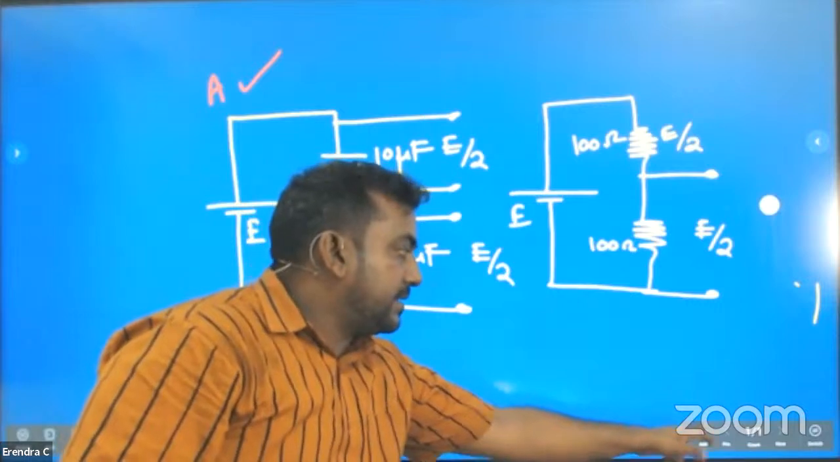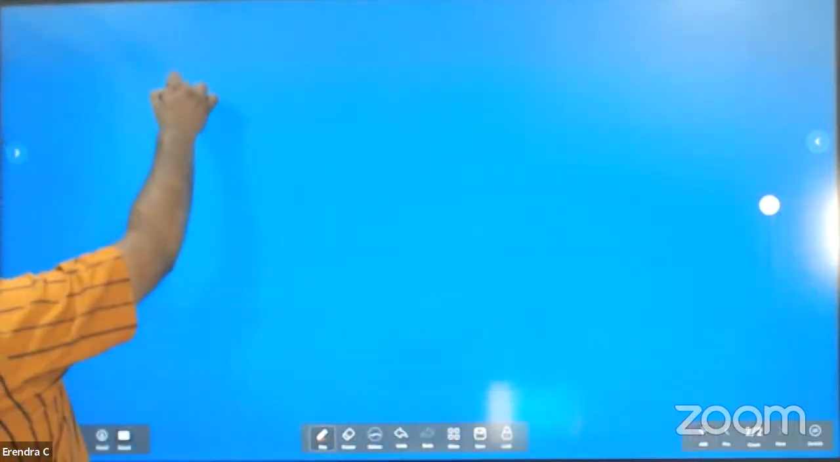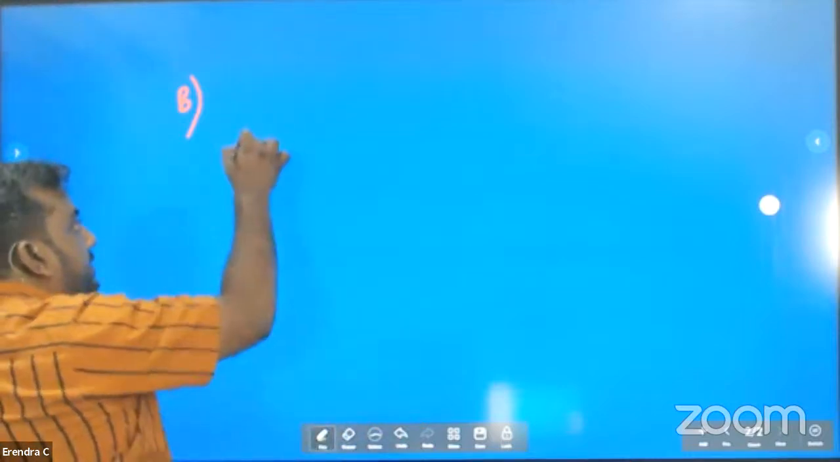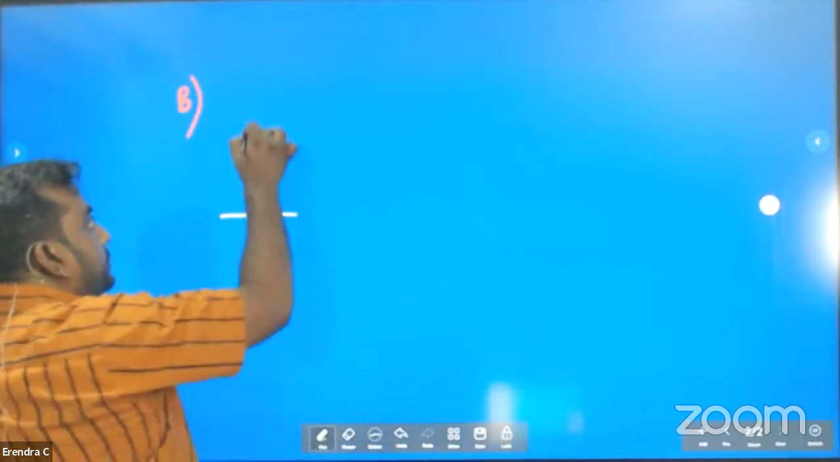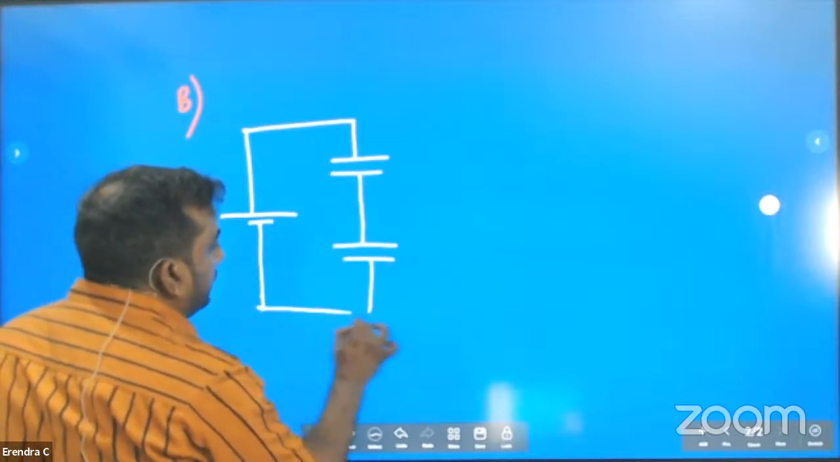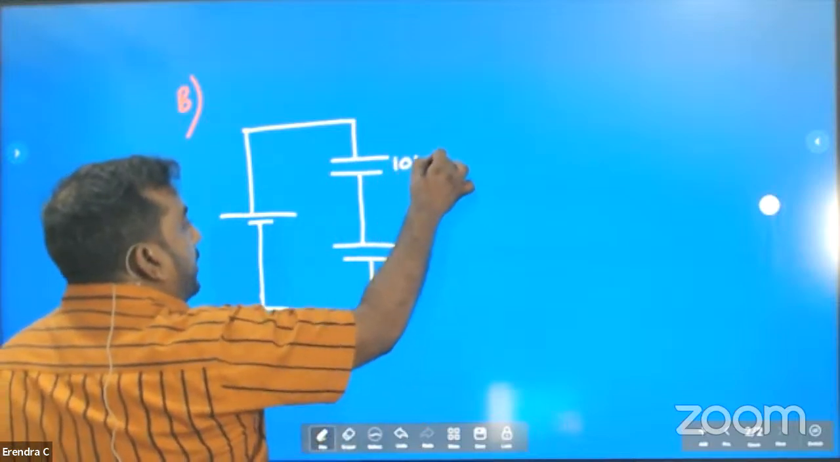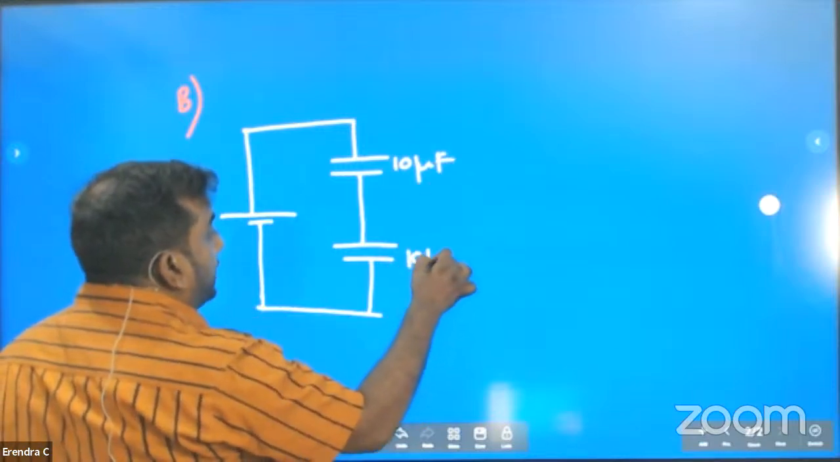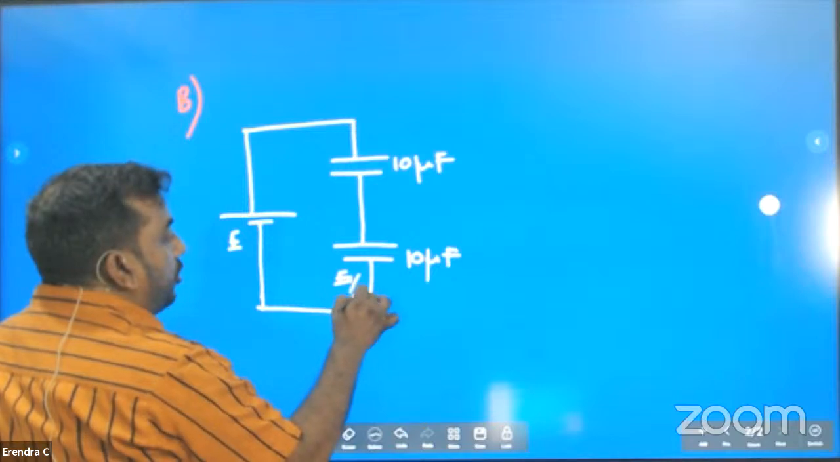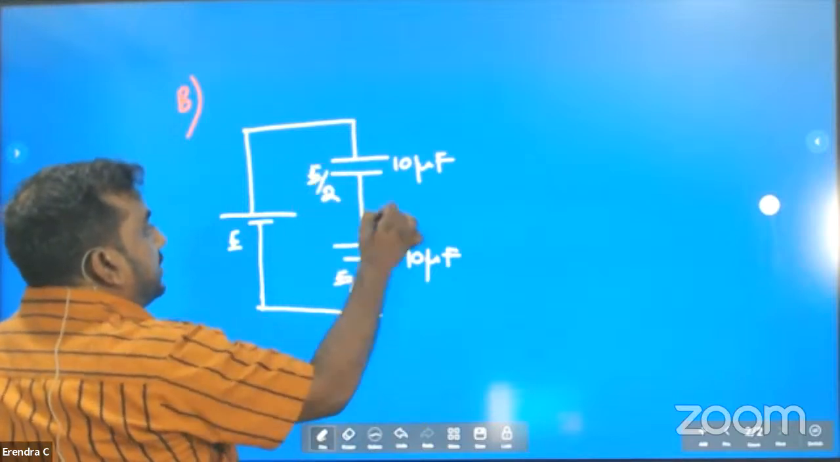Statement B. What are they talking about? Same thing is there. Here 10 microfarad, here 10 microfarad. Now don't forget they are already charged. You have charged this to a voltage E over 2. This voltage is E over 2.